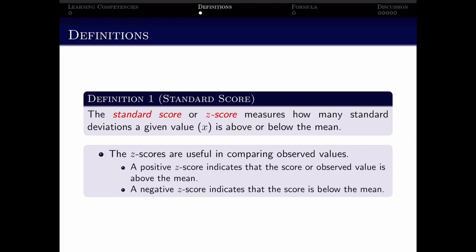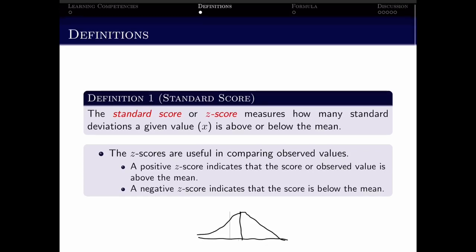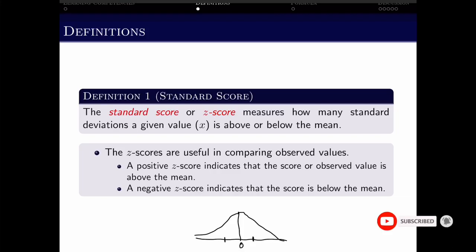Now, Z-scores are useful in comparing observed values. A positive Z-score indicates that the score or observed value is above the mean. A negative Z-score indicates that the score is below the mean. So, for example, if this is our normal curve, if the Z-score is here, it's positive, right? Because this is 0, and the Z-score here is negative since it's to the left of 0.